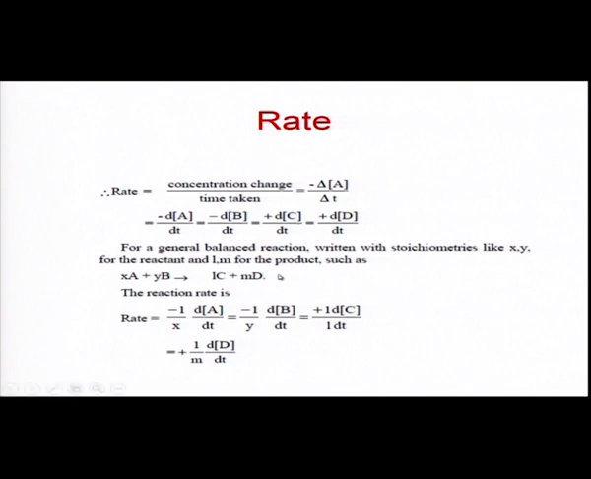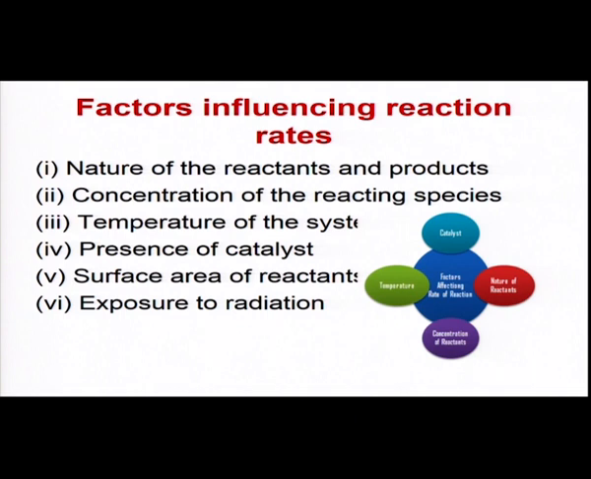For a general balanced reaction written with stoichiometric coefficients x and y, where the reactants take part and form the products L and M, the reaction rate is given by minus 1 by x times the change in concentration of A, and similarly minus 1 by y for B, whereas for the products formed it is 1 by l for C, increasing, and similarly for another product D, which will also increase. This shows how fast the products are formed or how fast the reactants are consumed in a particular chemical reaction. Similarly here also for waste, how fast it is eliminated is important.